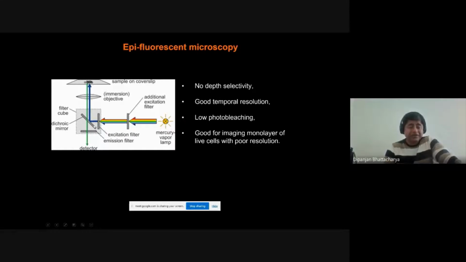So basically, your dichroic mirror directs the beam to your sample, and you are illuminating it. So here, these are the advantages. There is no depth selectivity. It has good temporal resolution. It has low photobleaching, and it is good for imaging a monolayer of cells, but with poor resolution. You won't be able to see different layers because you are illuminating everything and collecting the emission of all the planes.